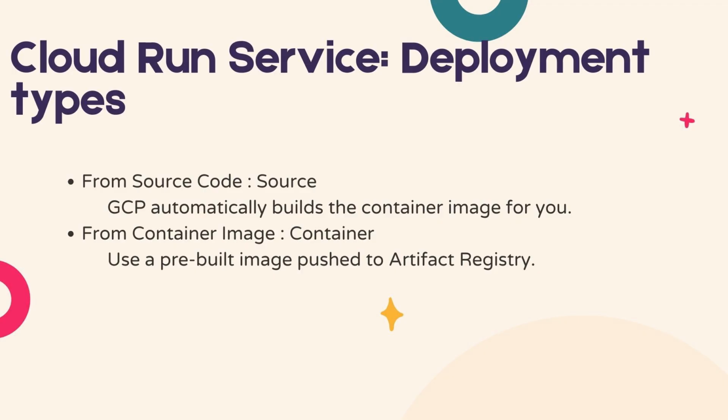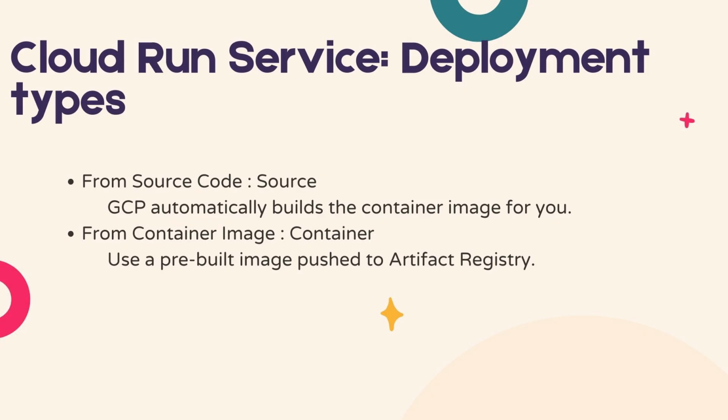Within GCP, there are two ways to deploy a Cloud Run service. First one is to deploy it from the source code. In that case, GCP will create a container image for you. Second approach is to have an existing container image, and that container image can be used to deploy a Cloud Run service. We will cover both of these approaches in this video.